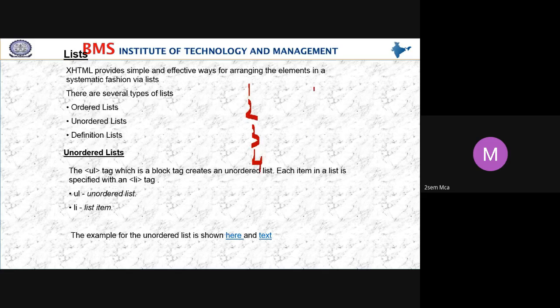Unordered list means there is no order, there is no sequence like 1, 2, 3. Just one by one we display. In the ordered list, it will display in a sequential order, that is 1, 2, 3, 4. In the unordered list, there will not be this 1, 2, 3, 4 sequence, it will just display the list.